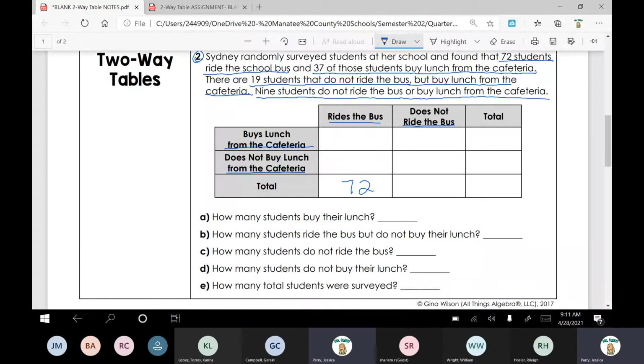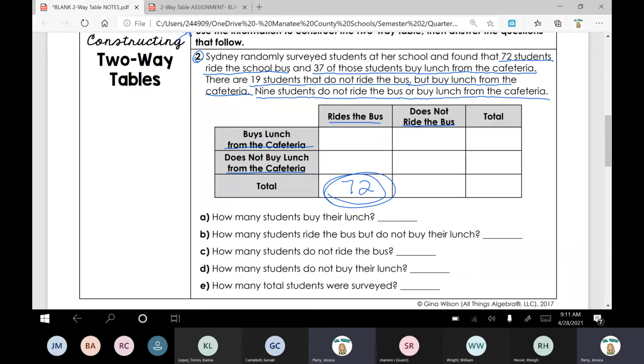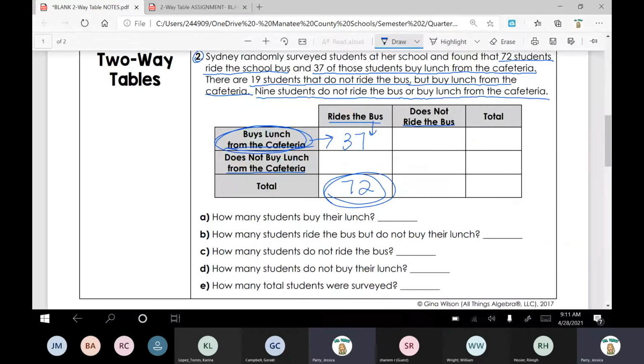Okay. And then it says, and 37 of those students, so we're still focusing on this category, 37 of those students buy lunch from the cafeteria. So we're still talking about my ride the bus students. We're staying in this column. And it says 37 buy lunch. 37 of them buy lunch. So I need to make sure it's in line here and here. So here's my 37 because 37 buy lunch of that 72 that ride the bus total.